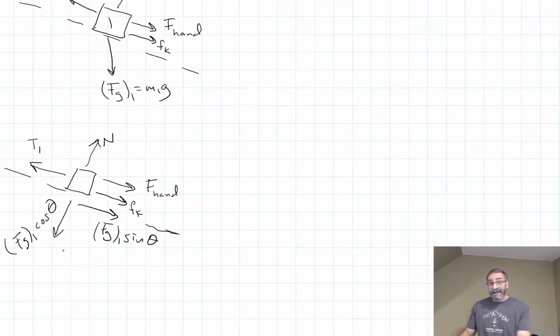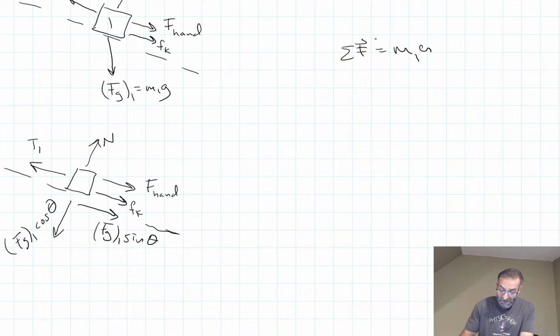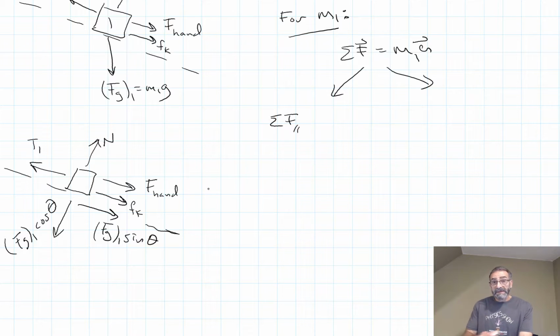Now that I have my free body diagrams drawn, I say sum of the forces is equal to ma. And I'm going to start with mass number 1. This is a vector equation. So I break it up into my components. Sum of the forces parallel to the acceleration is equal to m1 times a. It's accelerating in that direction. And sum of the forces perpendicular to that direction has to be 0. That's why I pick parallel and perpendicular, because I know all of my acceleration is in one direction and the other direction has 0 acceleration.